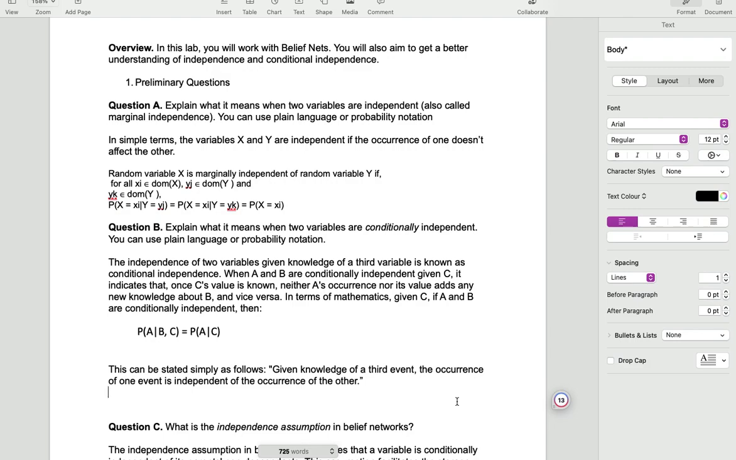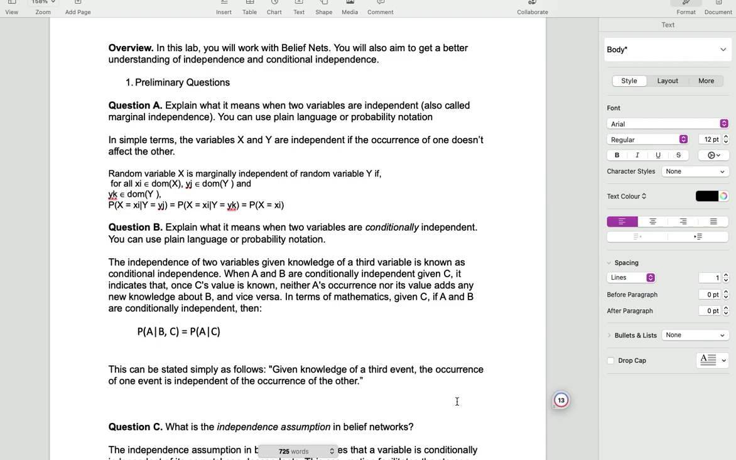Going to learn about belief networks and some basic terminologies used in them. Number one is, what is the meaning of when two variables are independent? So when x and y are independent of each other, that means the occurrence of one does not affect the occurrence of the other, and their probabilities are also exclusive. For instance, the probability of occurrence of x does not affect the probability of occurrence of y. This is also known as marginal independence.